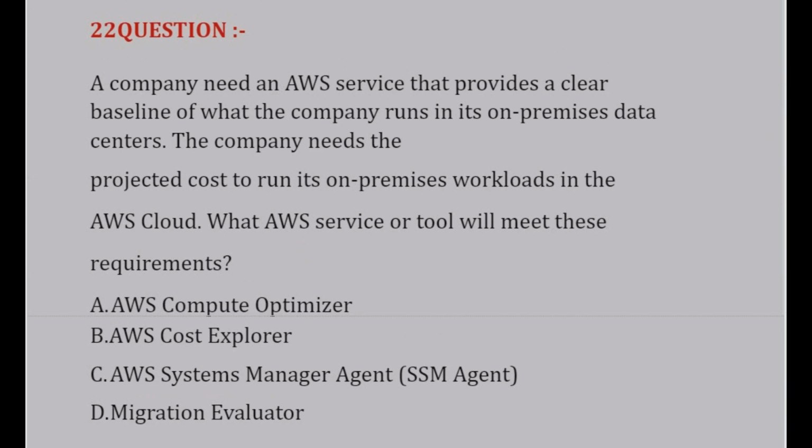Question is, a company needs an AWS service that provides a clear baseline of what the company runs in its on-premises data centers. The company needs the projected cost to run its on-premises workloads in the AWS cloud. What AWS service or tool will meet these requirements? Option A. AWS Compute Optimizer. Option B. AWS Cost Explorer. Option C. AWS Systems Manager Agent, SSM Agent. Option D. Migration Evaluator. Correct answer is option B.